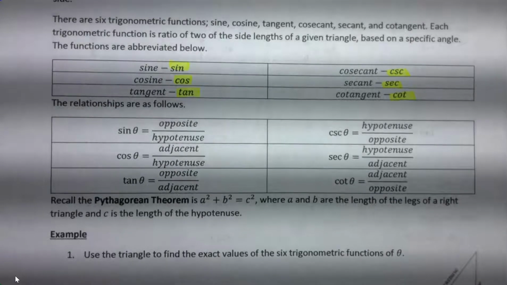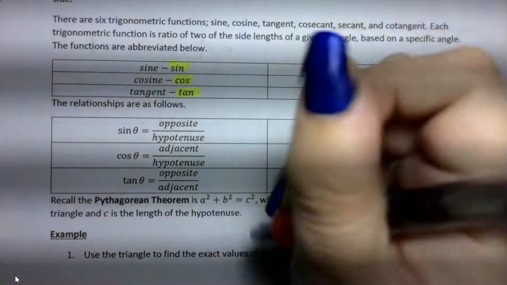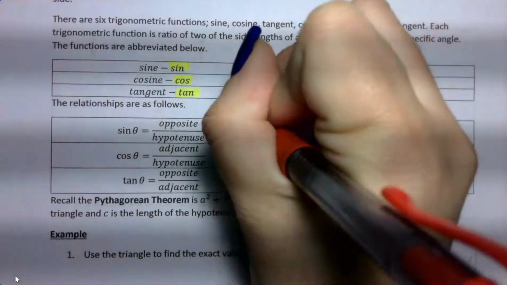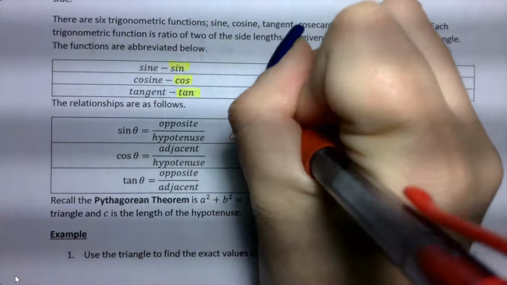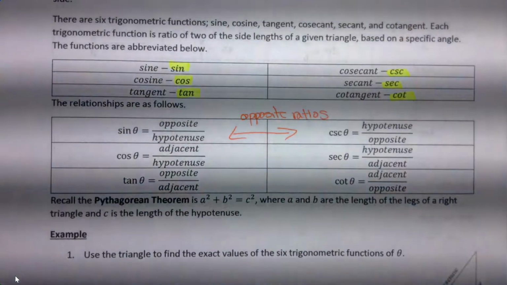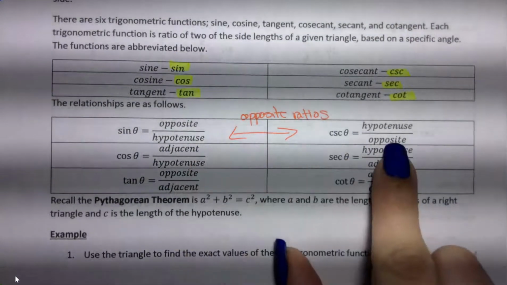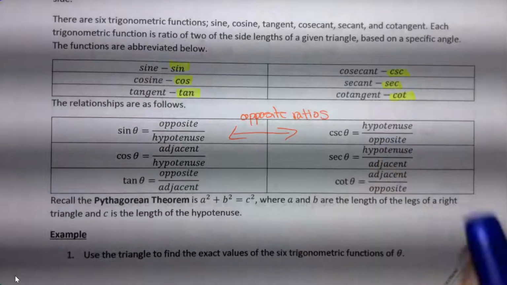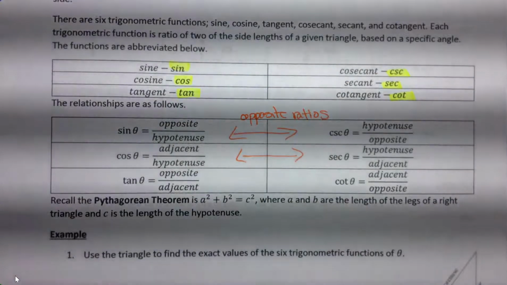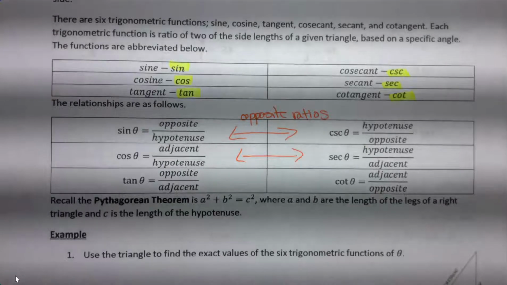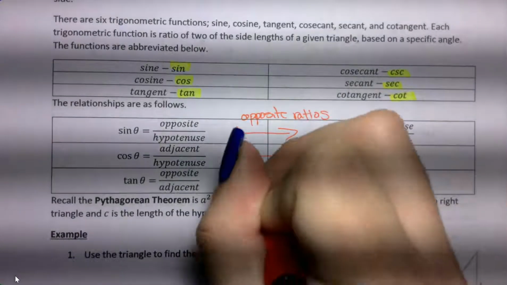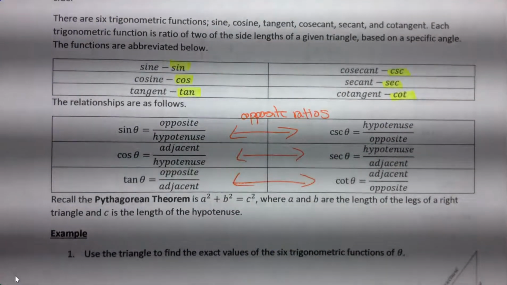Notice that when I look at these trigonometric functions, these two are opposite ratios. So sine and cosecant are opposite each other. I've just flipped the hypotenuse and opposite sides. The same thing goes for secant and cosine. Adjacent and hypotenuse switch. And then tangent and cotangent also switch their ratios.